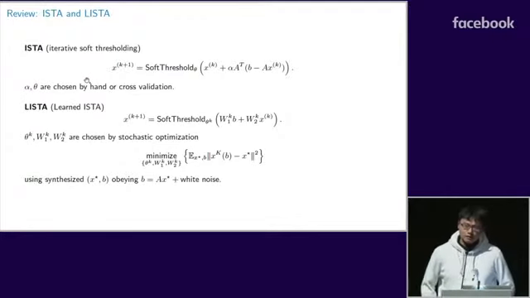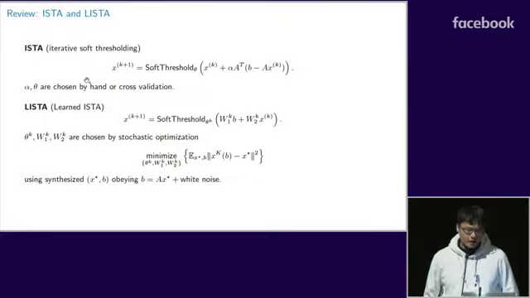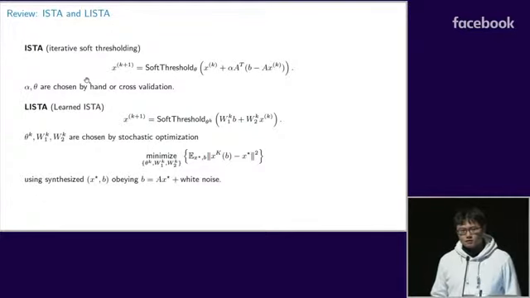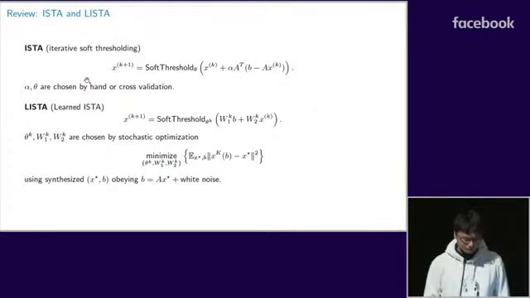On the other hand, the LISTA, or learned ISTA, uses different matrices and different thresholds in different layers. These parameters are chosen by stochastic optimization, unlike in a neural network. This stochastic optimization can be approximately solved by synthesizing a large number of input-output pairs and updating the parameters using backpropagation.